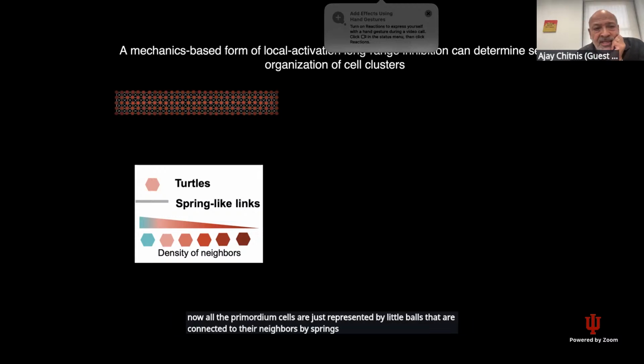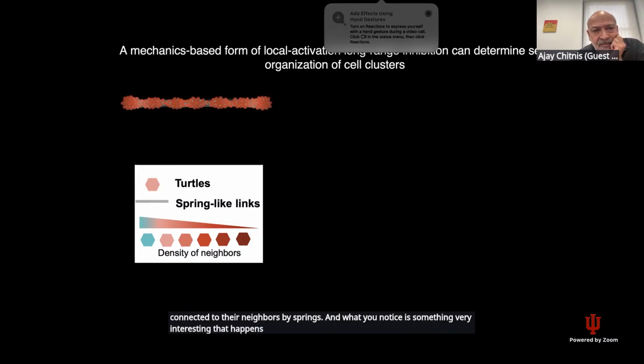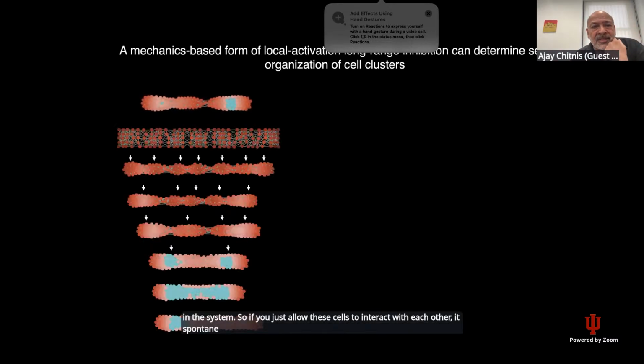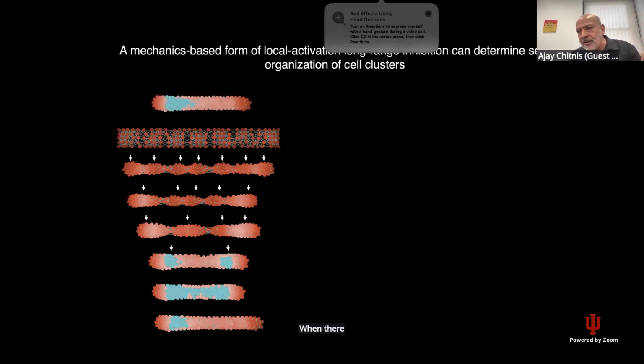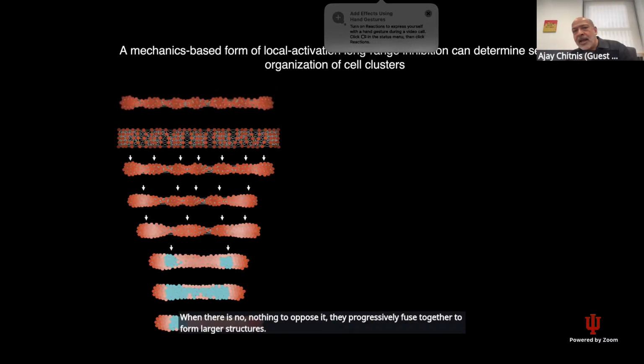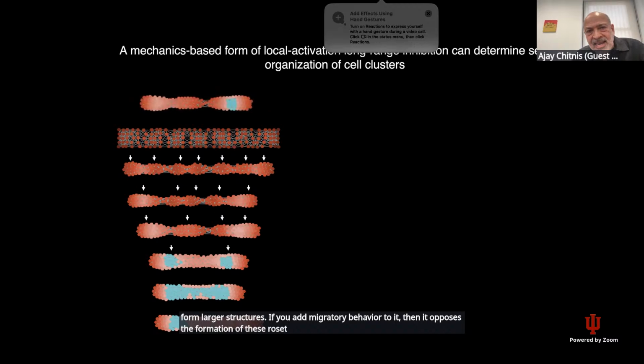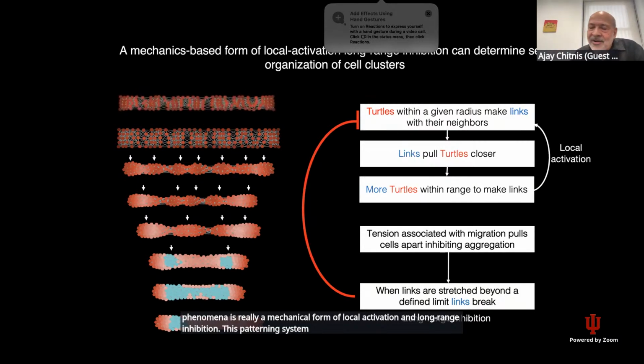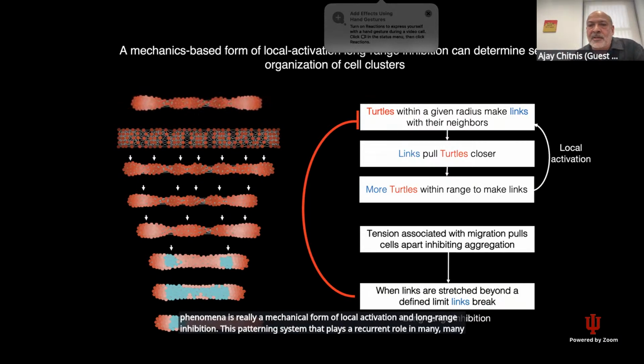And what you notice is something very interesting that happens in the system. If you just allow these cells to interact with each other, it spontaneously forms these clusters, which, when there's nothing to oppose it, progressively fuse together to form larger structures. If you add migratory behavior to it, then it opposes the formation of these rosettes. And in fact, this phenomenon is really a mechanical form of local activation and long-range inhibition, a patterning system that plays a recurrent role in many, many aspects of animal development.